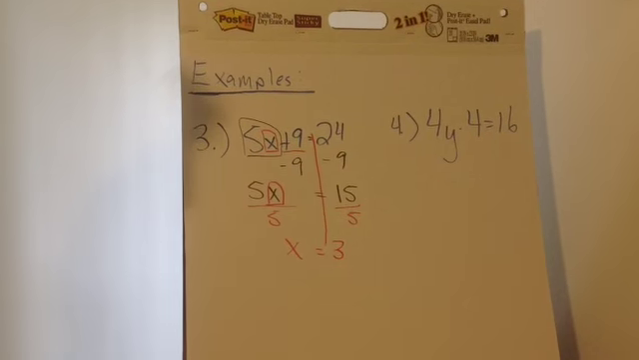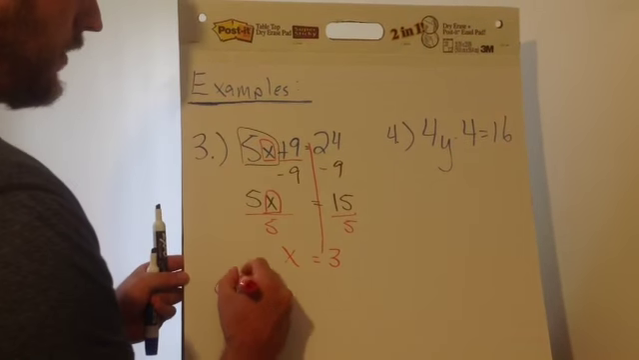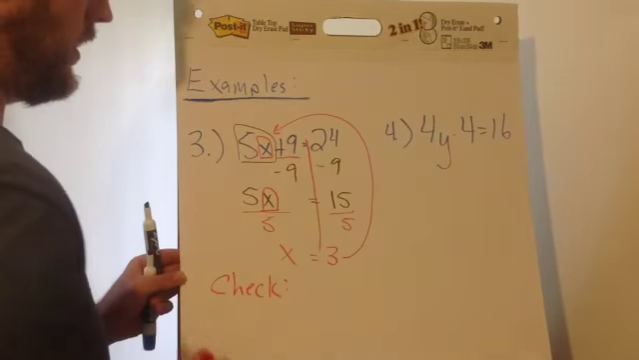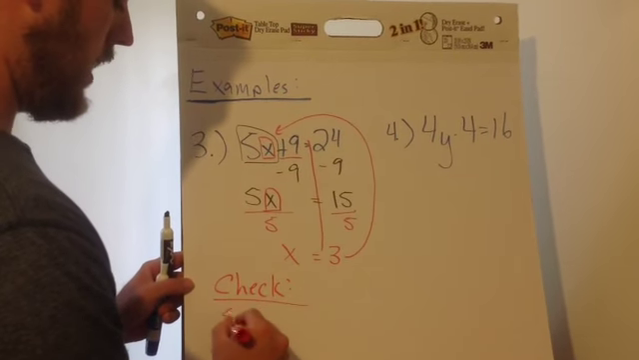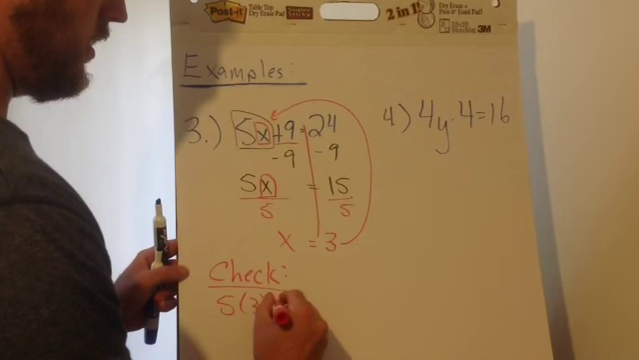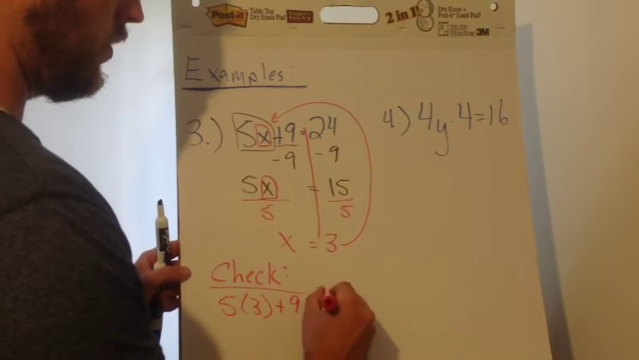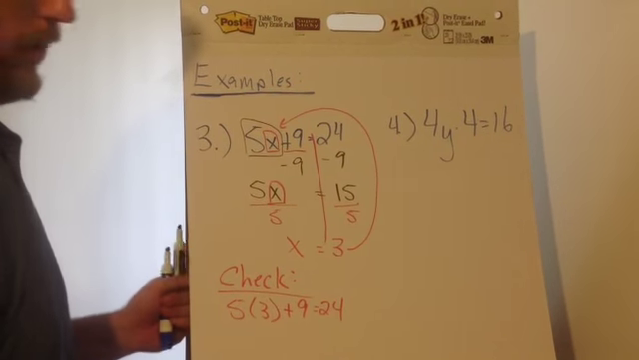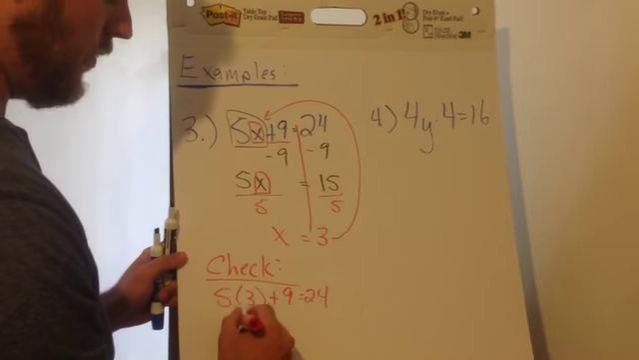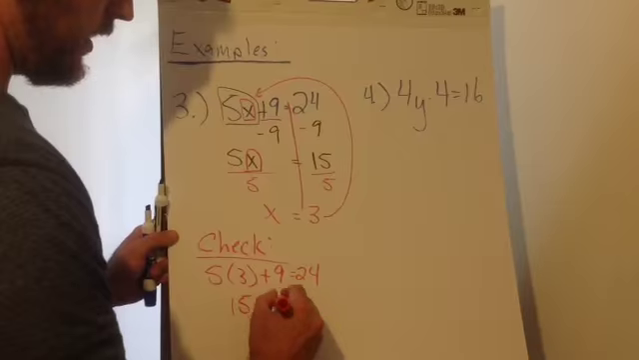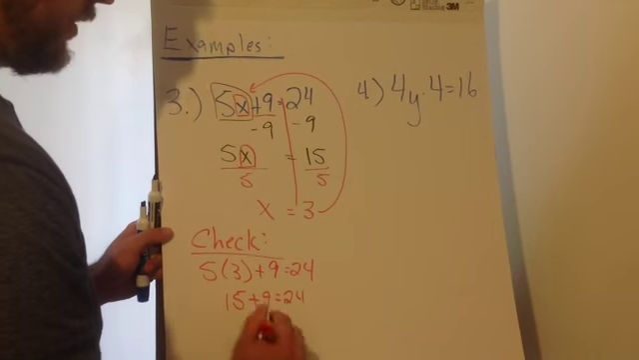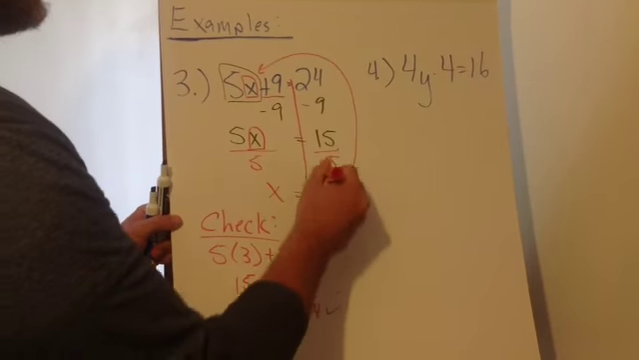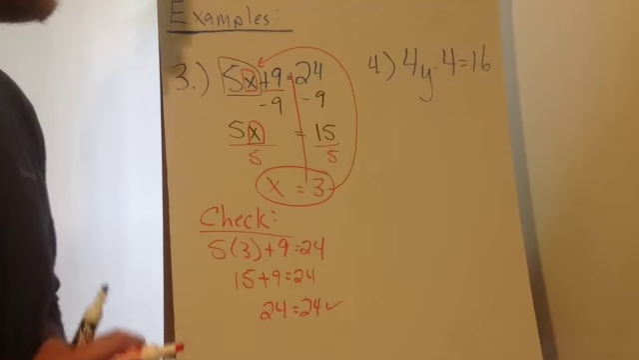So we think that's our solution. So let's check and see. If it checks out, then it is. So we take that, plug it back in there. So 5 times 3 plus 9 equals 24. So here's a good way to make sure that you remember your order of operations. So you always do multiplication first, so it's 15 plus 9 equals 24. 15 plus 9 is 24. So 24 equals 24, so that is our solution.